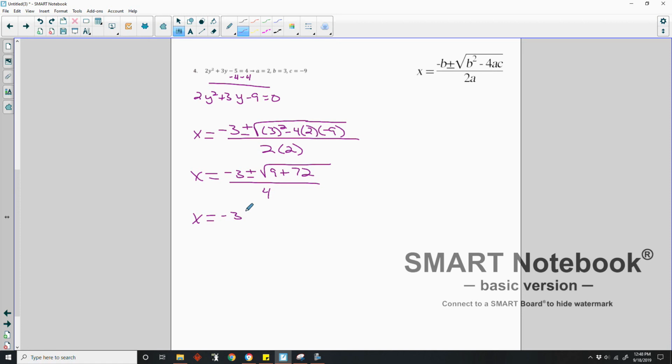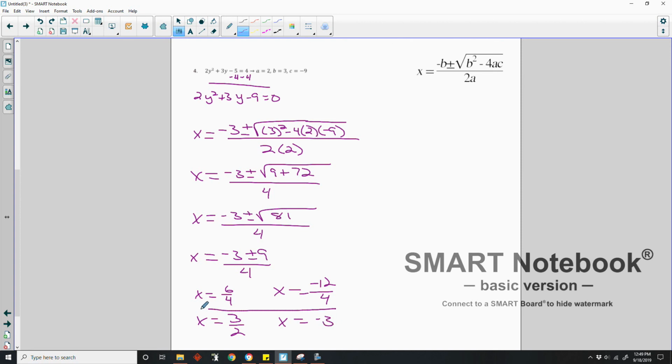Okay, simplify the radical. 72 plus 9 is 81. That is a perfect square. This one's going to be easy. Negative 3 plus or minus 9 over 4. So x is going to equal negative 3 plus 9 is 6 over 4. And that is going to reduce to 3 halves. And then x equals negative 3 minus 9 is negative 12 over 4. And that's going to reduce to negative 3. So we have positive 3 halves and negative 3. And I shouldn't say and, I should say or. X can't be two different things. So it's either 3 halves or negative 3.